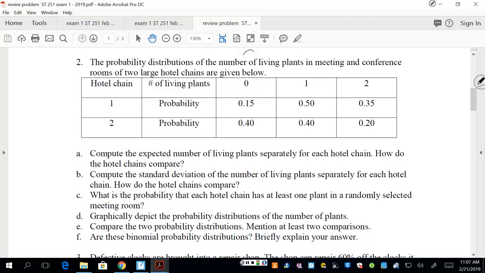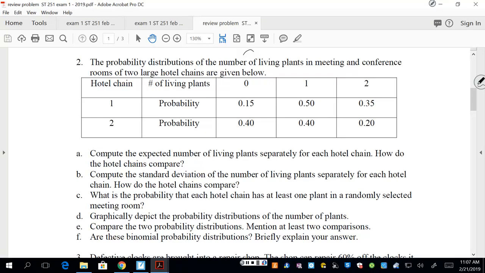So here's a probability distribution of the number of living plants in meeting and conference rooms of 2 large hotel chains. Chain 1, chain 2. Here's the probability, here's the number of living plants, 0, 1, or 2. What's the expected number of living plants for each hotel chain? And how do they compare? So given this information, how do you compute the expected number of plants?